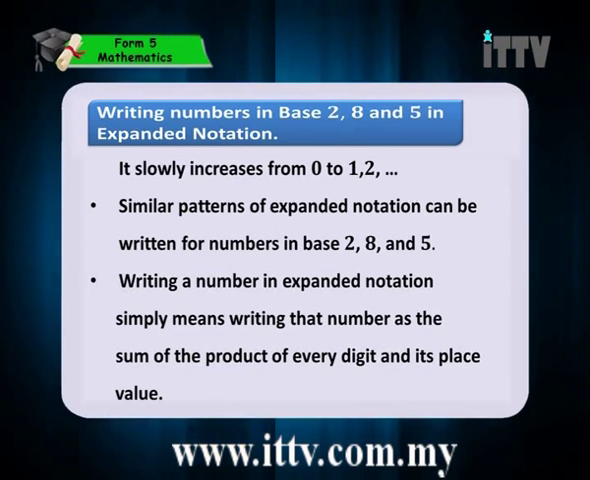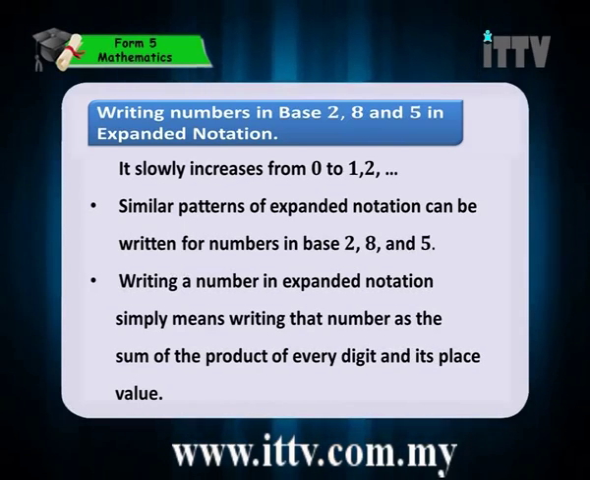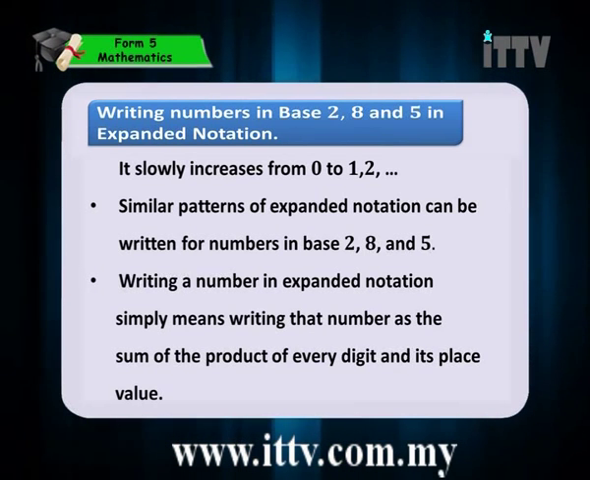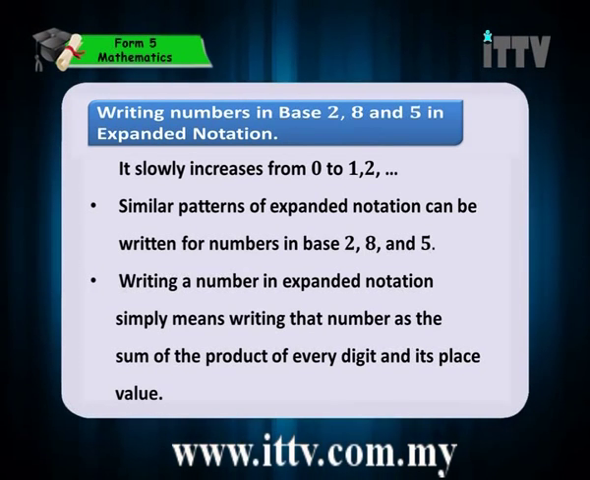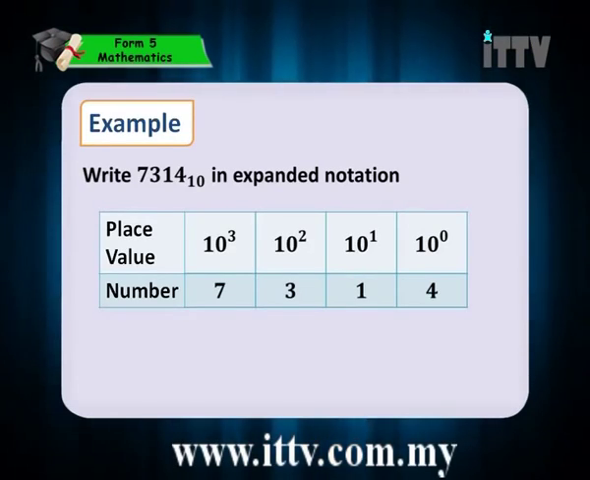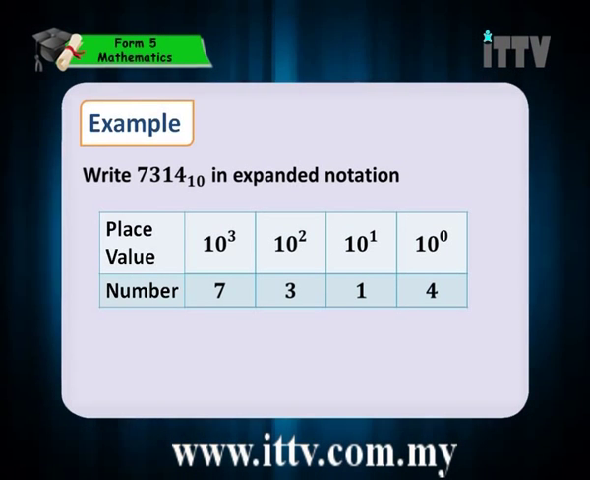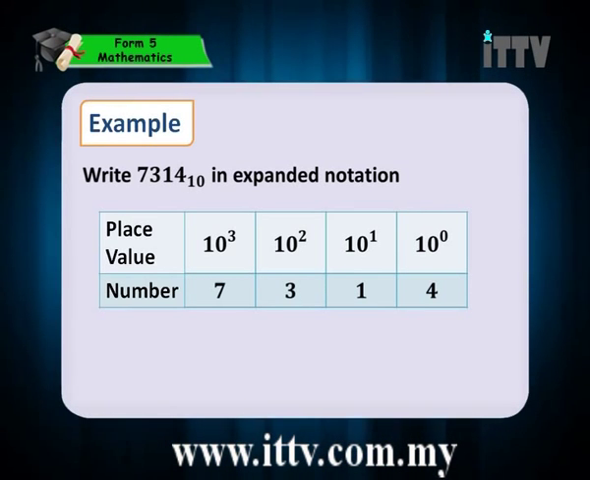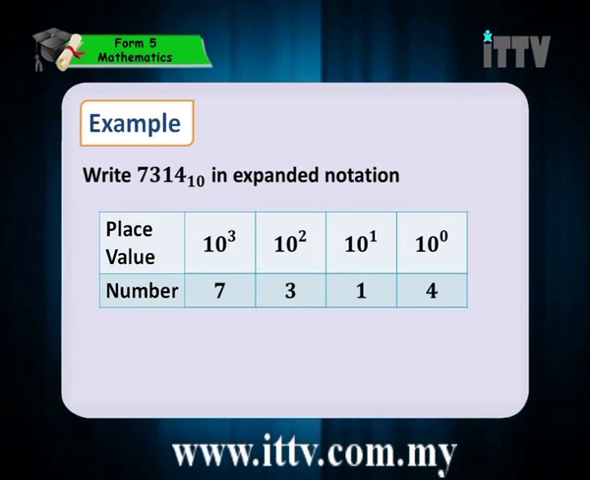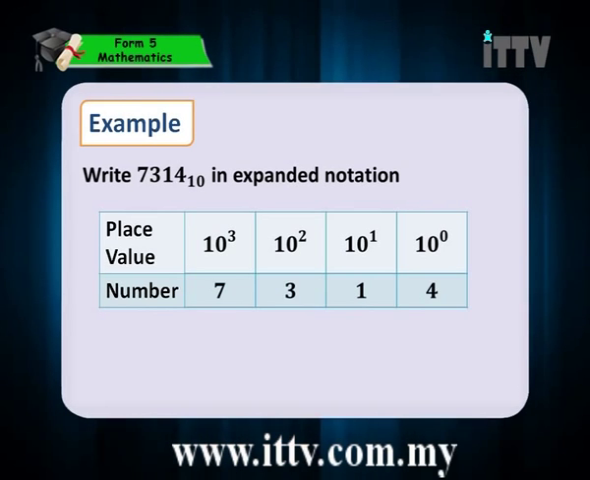Writing a number in expanded notation simply means writing that number as the sum of the product of every digit and its place value. For example, write 7,314 in base 10 in expanded notation. Very simple. We know that there are 4 digits, hence 4 place values. Remember that? 10 to the power of 0, 10 to the power of 1, 10 to the power of 2, 10 to the power of 3, from the right to the left. And the numbers.